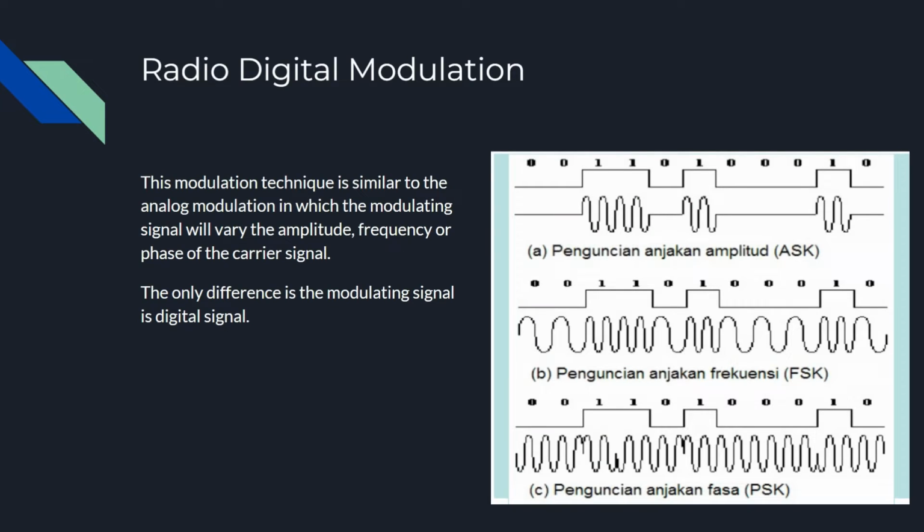Now we're gonna talk about radio digital modulation. This modulation technique is similar to analog modulation, in which the modulating signal will vary the amplitude, frequency or phase of the carrier signal. The only difference is that the modulating signal is a digital signal.